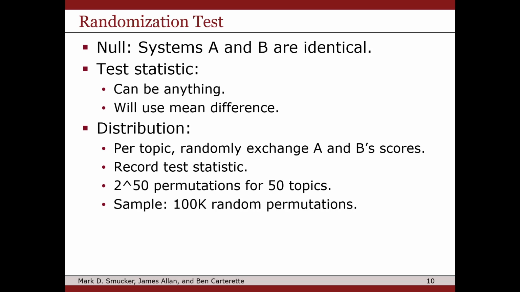Then once we've got that randomized across the 50 topics, we record our test statistic, for example the mean difference again. And we repeat this over and over. There are a total of 2 to the 50 permutations, so we're not going to do that. That's too many. So what we do instead in these experiments is we do 100,000 random permutations and record what the test statistic is under the null hypothesis.